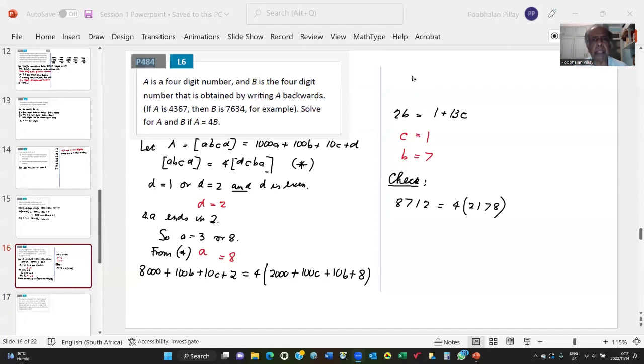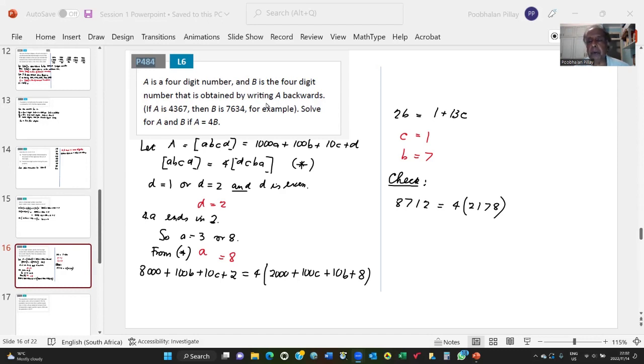The next problem is very similar to the ones that we've been doing so far. It says that a is a 4-digit number, and b is the 4-digit number that is obtained by writing a backwards. So we have an example there. Like if we have a is 4367, then b, if you write it backwards, is 7634. Right. Now suppose you know that a and b are such that a is 4 times b. It means the original number is 4 times the number that you write backwards. And the question is, what are the numbers? Solve for them.